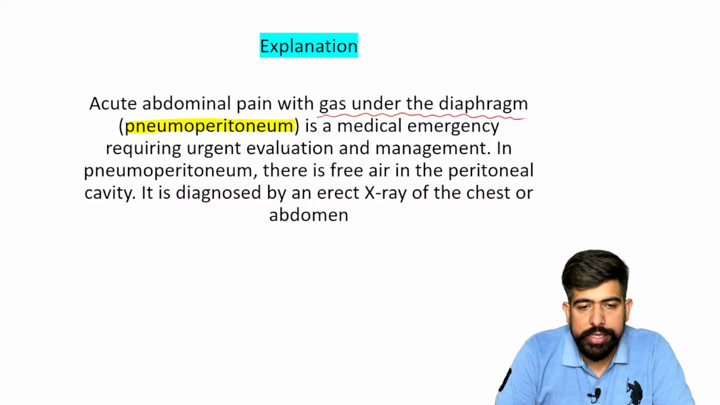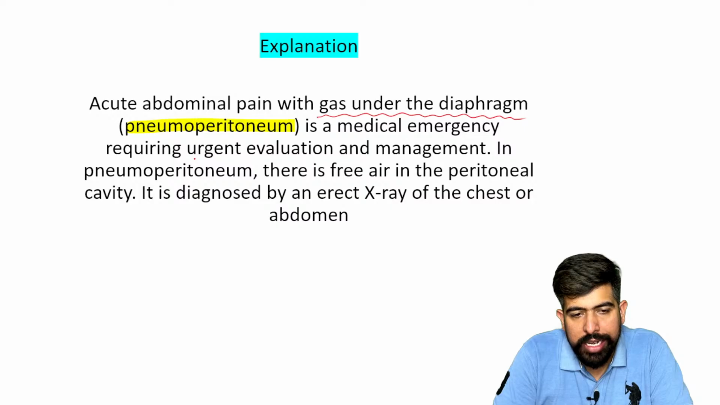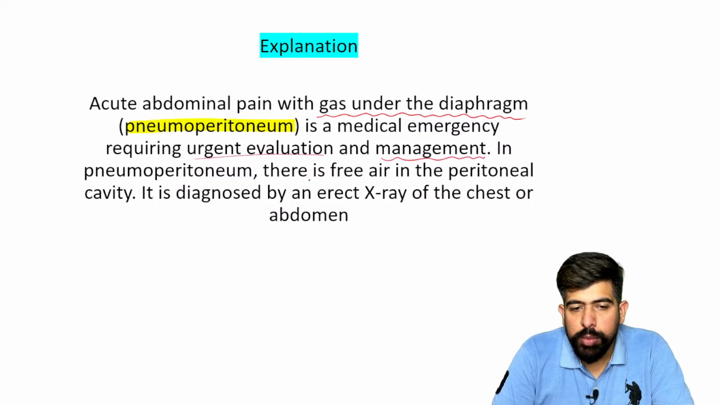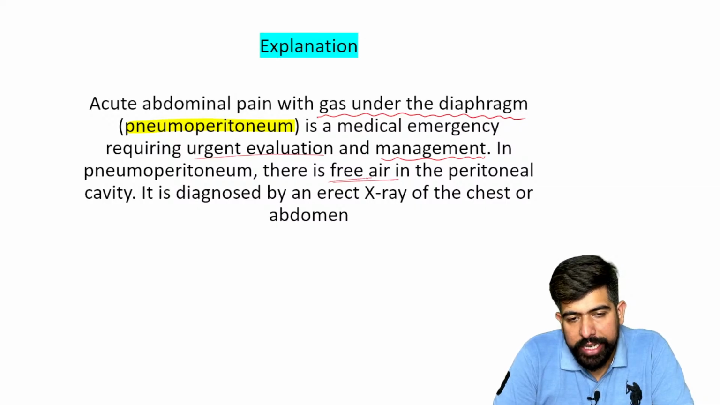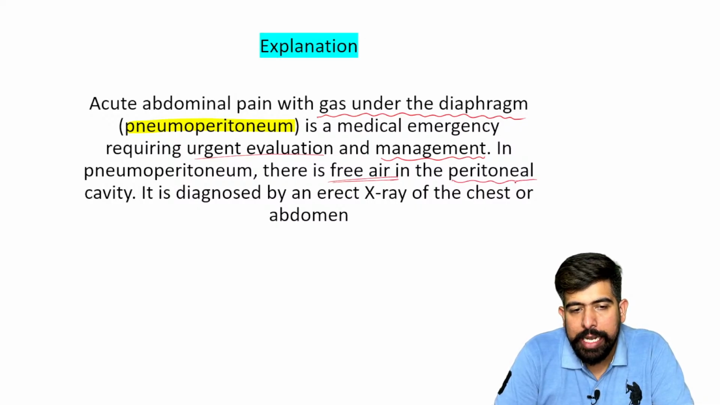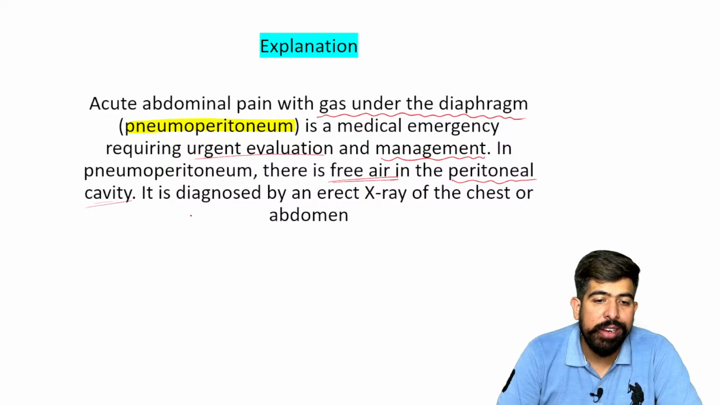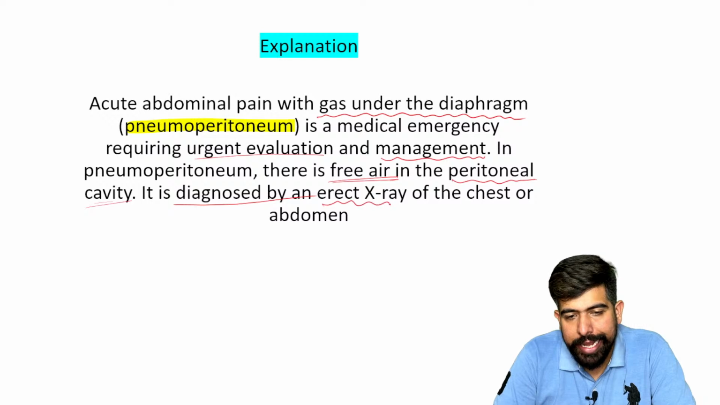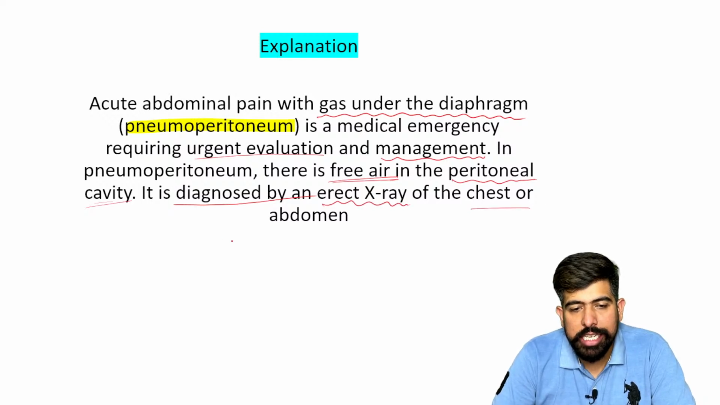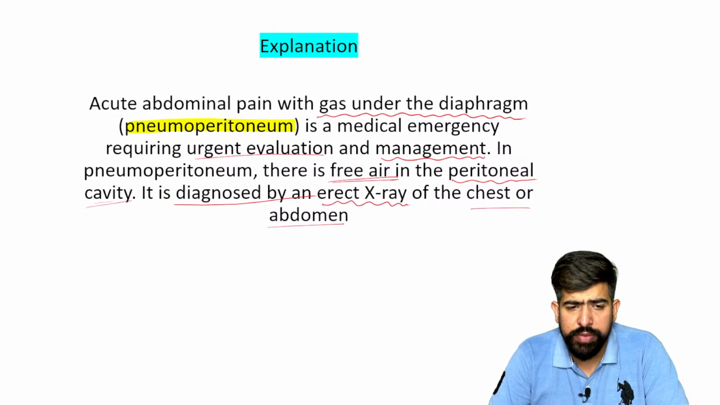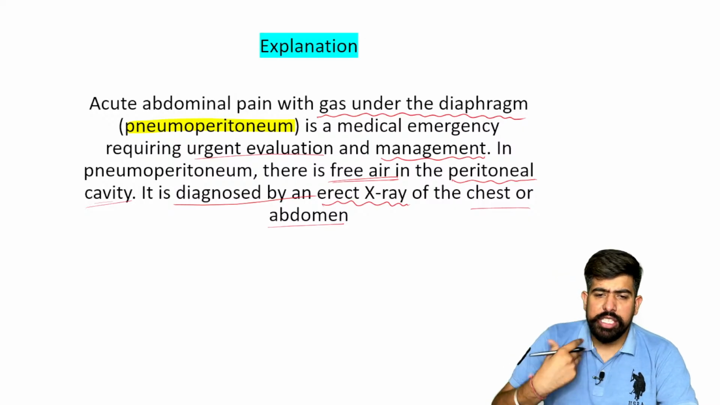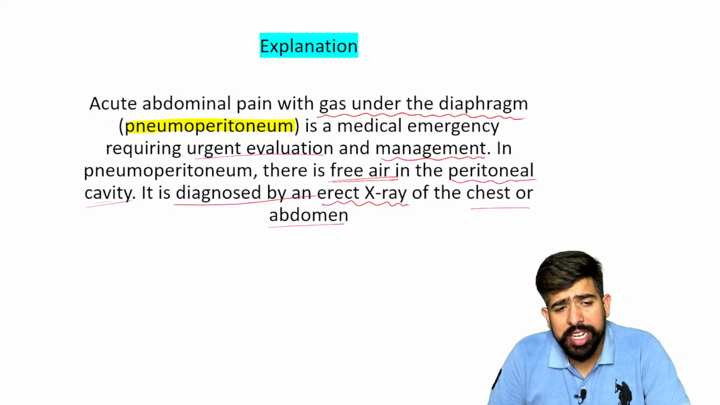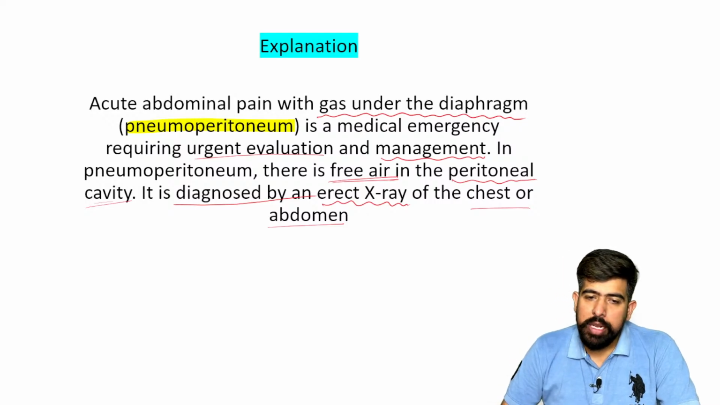Now, not only this, pneumoperitoneum is a medical emergency which requires urgent evaluation and management. In the pneumoperitoneum, there is free air in the peritoneal cavity, and it is diagnosed by the erect X-ray of the chest or the abdomen. So, mostly we are doing both the chest and abdominal X-ray. So, we are getting this particular pneumoperitoneum.